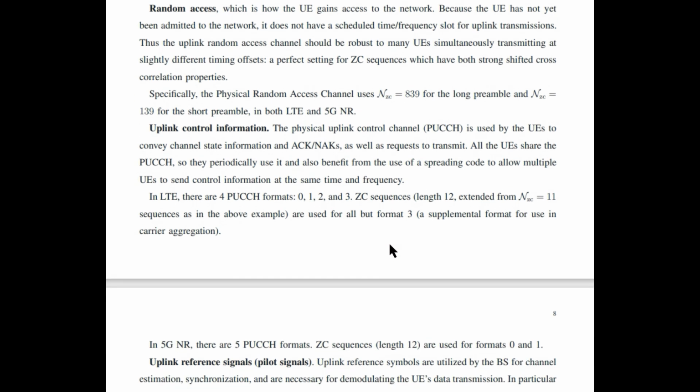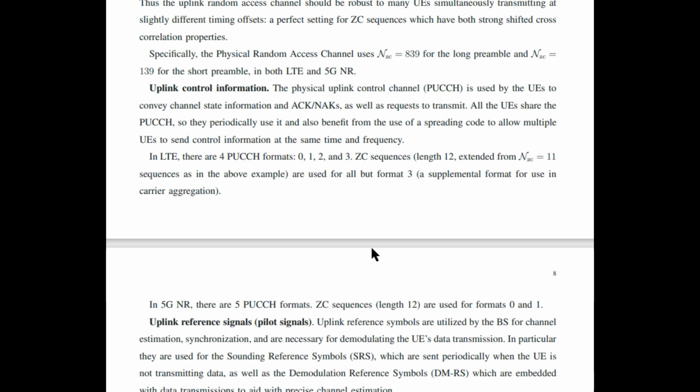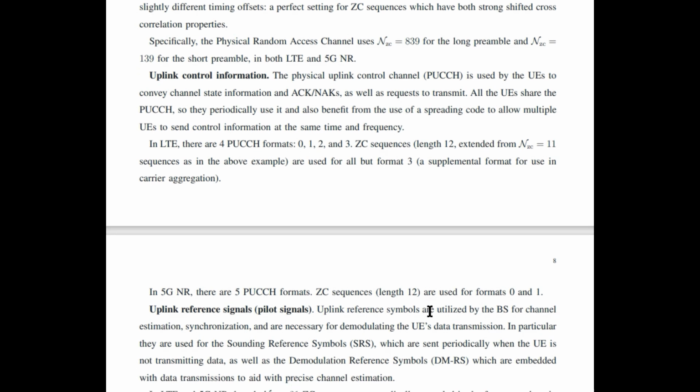So in LTE there are 4 PUCCH formats, 0, 1, 2 and 3, and the ZC sequence length will be around 12, extended from an N_ZC equal to 11 sequence. We showed that already in example 2. So it is used for all the format 3. In 5G there are 5 PUCCH formats, and the ZC sequence will be of length 12. In that case the formats will be 0 and 1.